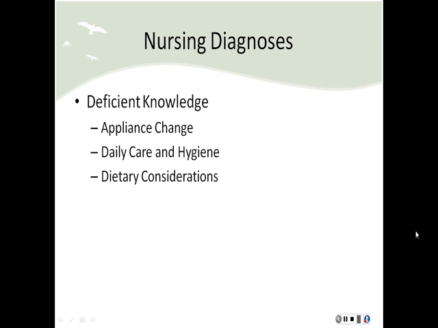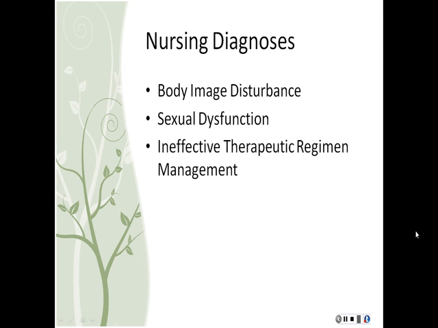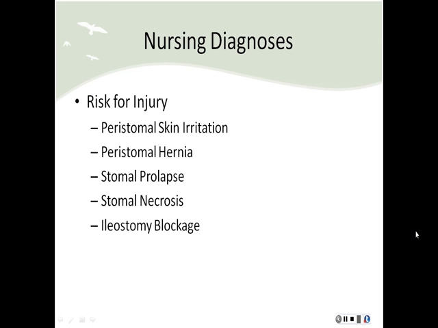So nursing diagnoses can include deficient knowledge about appliances or how to change them, daily care, hygiene, certainly skin care and dietary considerations. Body image disturbances, sexual dysfunction, or ineffective therapeutic regimen management. Could also include a risk for injury to the peristomal skin, or there could be certainly problems with peristomal hernias, stomal prolapse or necrosis, and then ileostomy blockage as well.